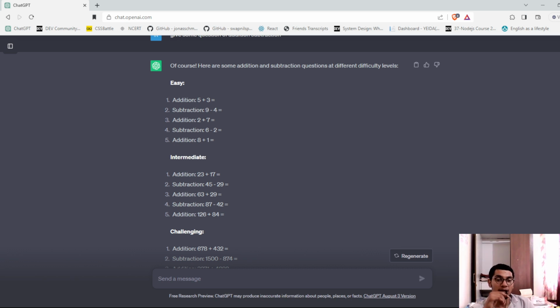9 minus 4 is equal to 5. 2 plus 7 is 9. So the easy ones are so simple. Now we have to move forward. Now there are two digit numbers. You have to solve the two digit numbers.